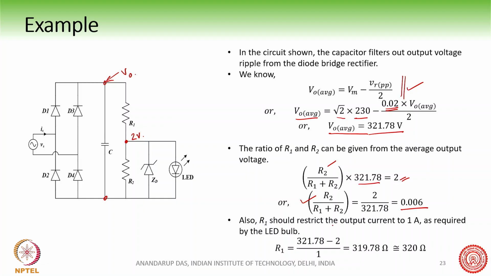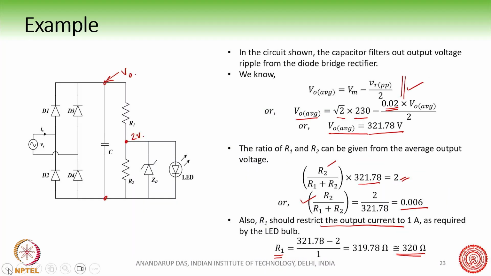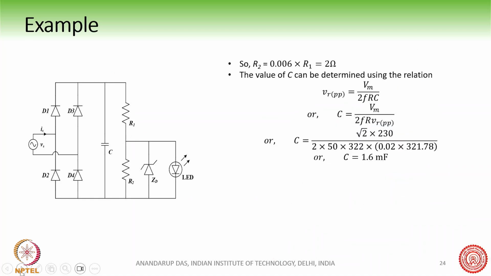Also, R1 should restrict the output current to 1 ampere, as required by the LED bulb; we don't want more than 1. So R1 will be 321 divided by 1, so about 320 ohms. R1 should be 320 ohm, and therefore R2 should be 2 ohms.